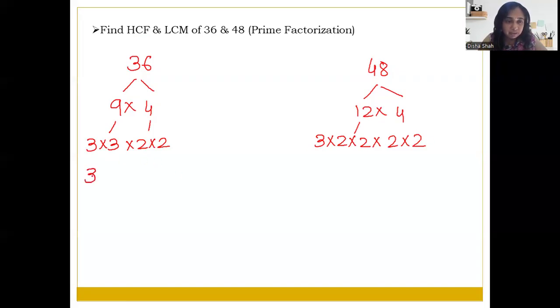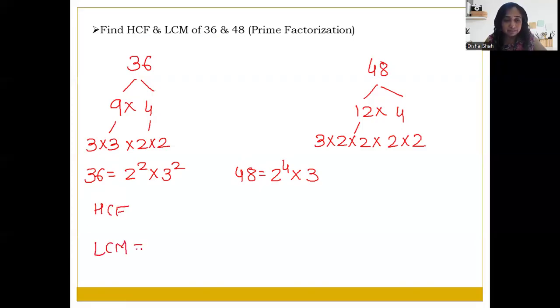So from this we can write 36 is nothing but 2 square into 3 square, and 48 is 2 raised to 4 into 3. Now from this method we can find HCF and LCM together. We can find both things together. So this is called prime factorization.